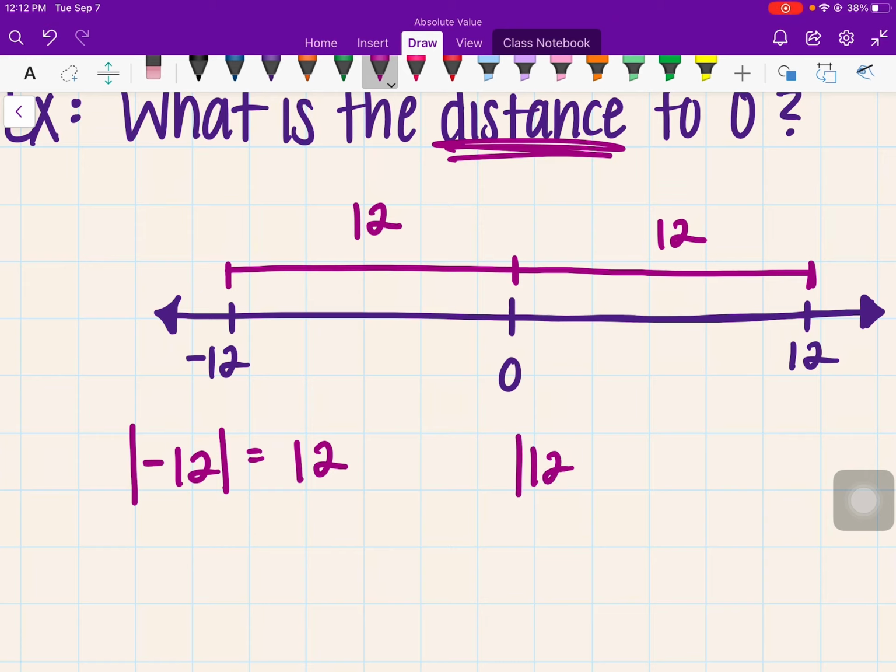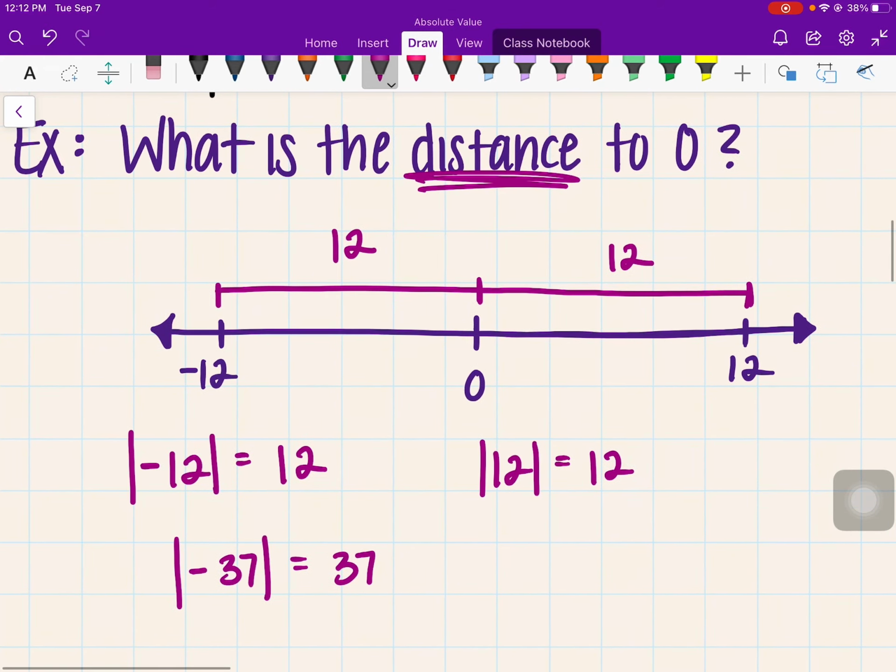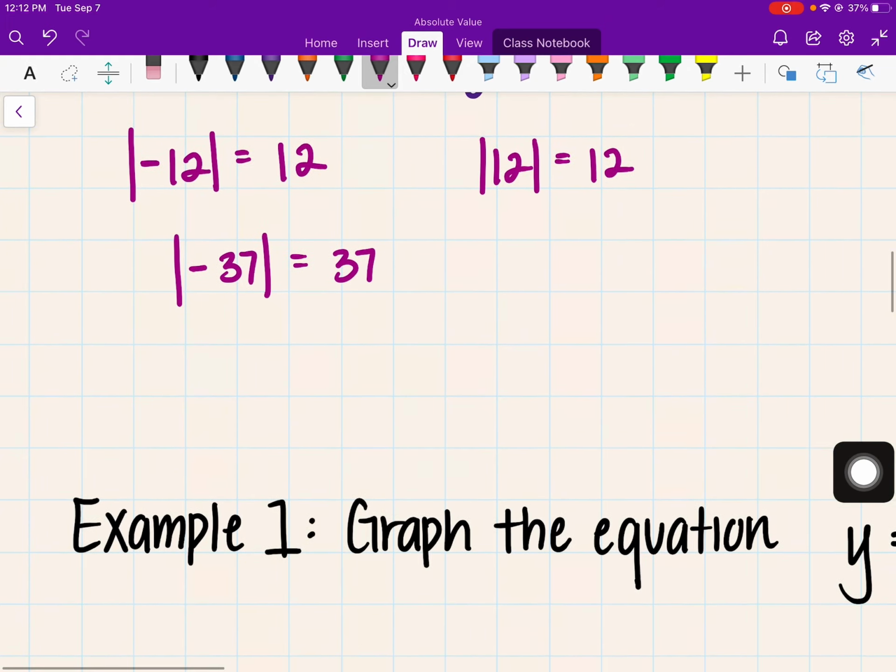Same thing if I take the absolute value of a positive 12, the absolute value here would be 12. I could choose any other numbers. Let's say -37. The distance from -37 to 0 is 37 units. Therefore, the absolute value of it is 37. So once again, whenever we're talking about absolute value, we're talking about the distance of a certain number to 0.